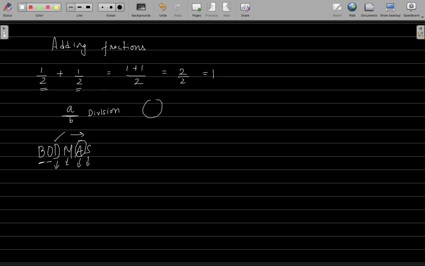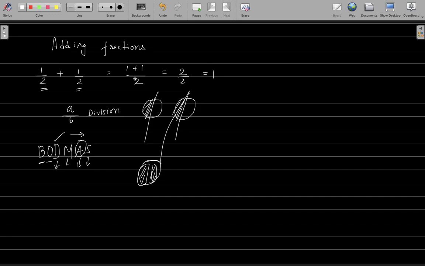Suppose you have one whole, you're dividing it into 2 parts. Suppose you have another whole, you're dividing it into 2 parts. Now I want to take this part. That means I am taking this half of the first one and the half of the second one. Together they become 1. That is what we do here.